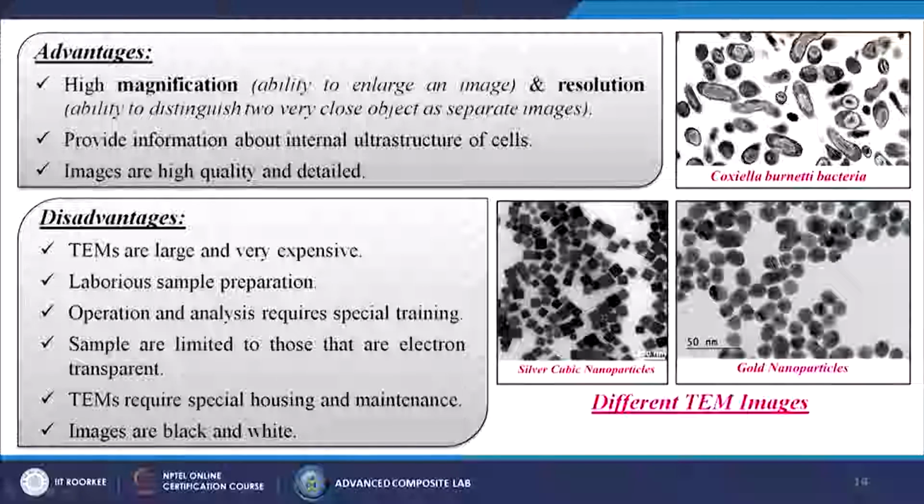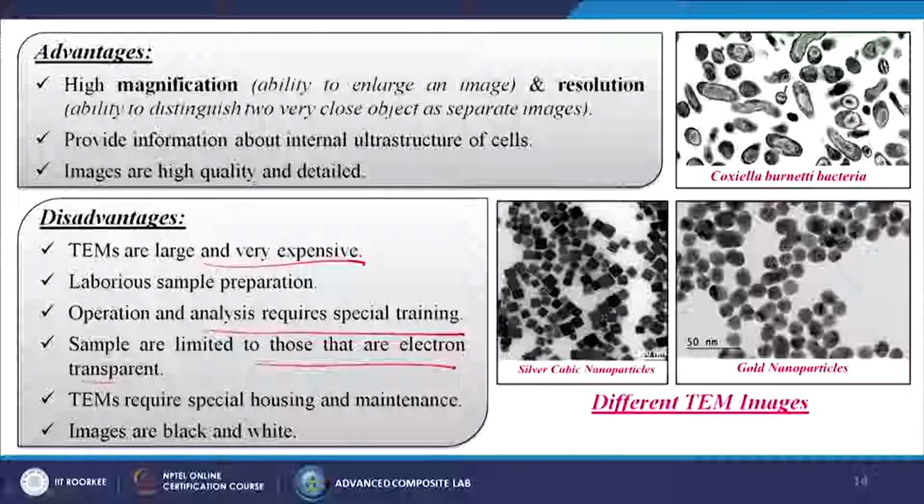Of course, there are certain disadvantages also. So, what are those? TEMs are large and very expensive, sample preparation is laborious, operation and analysis require special training, samples are limited to those that are electron transparent, TEMs require special housing and maintenance, and images are black and white.